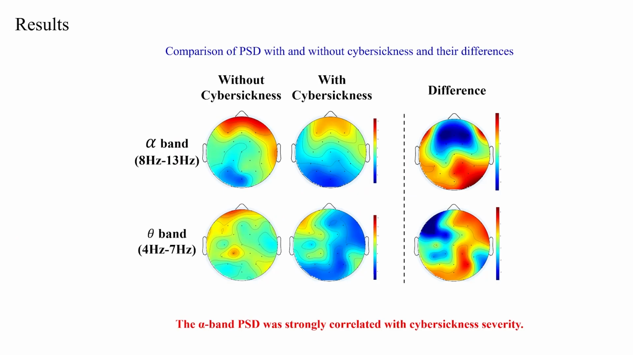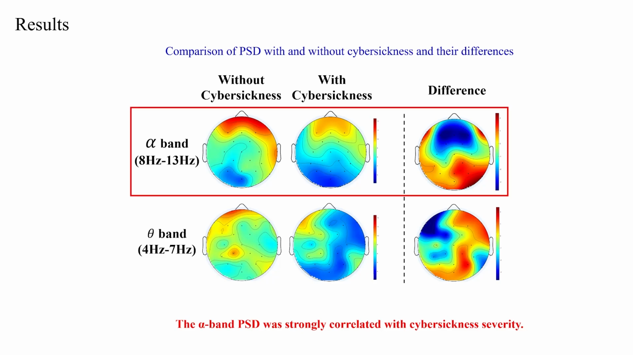We analyzed changes in the PSD of EEG signals in the alpha and theta bands under conditions without and with cybersickness, as shown in the figure. We conducted paired t-tests on each frequency band in the parietal and occipital lobes. The results showed significant differences in the alpha band.